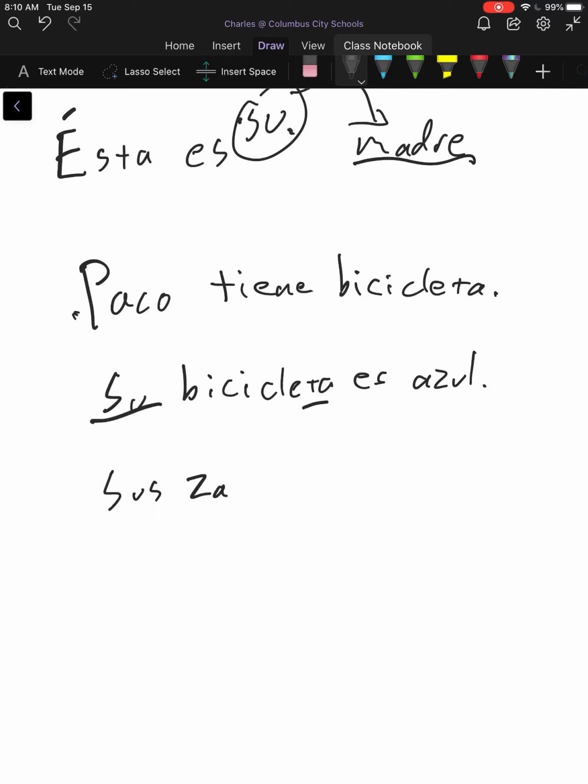Sus zapatos, still talking about Paco, son negros. He's wearing black shoes. It's still just one Paco, but he's wearing 2 shoes. That's why it's sus. So remember, the possessive doesn't match the person, but rather the stuff. The last thing I need to talk to you about real quick is nuestro.